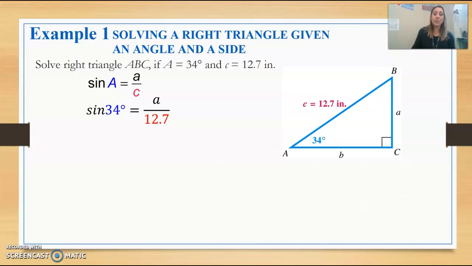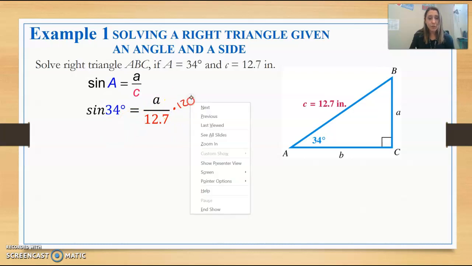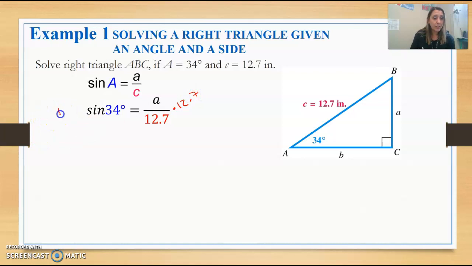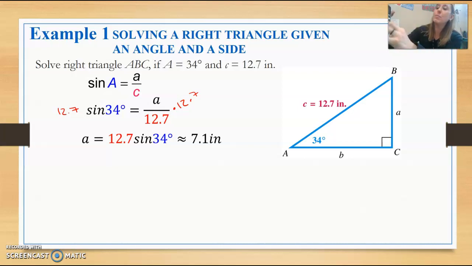And then to solve for this, we multiply. To get that A by itself, we're going to multiply both sides by 12.7 on both sides. So we get 12.7. So in your calculator, what you're going to type is exactly what you see on my screen. You're going to type 12.7 times sine. Now your sine button is right above the comma button, above the 7. See? Sine. Right there. So you're going to type sine, and you're going to type 34.